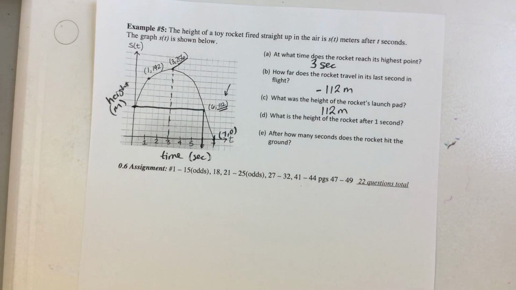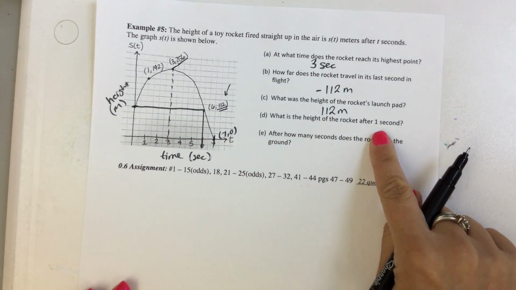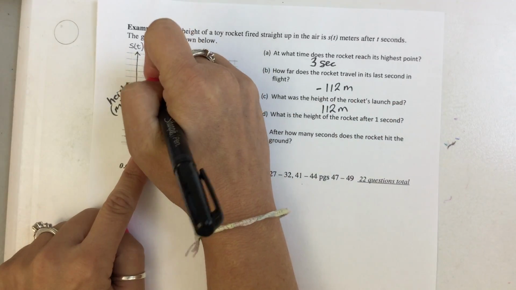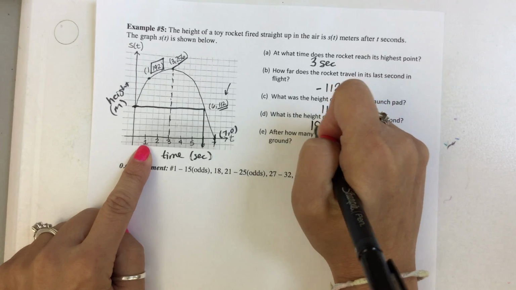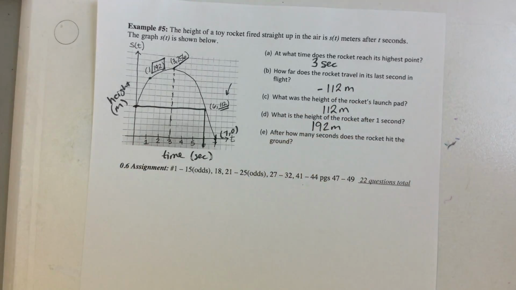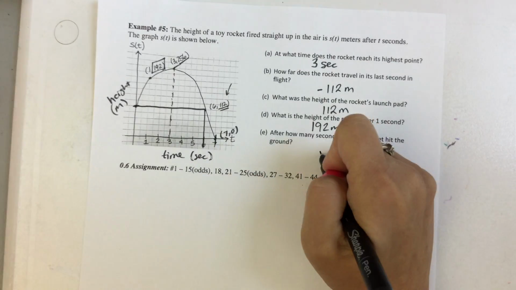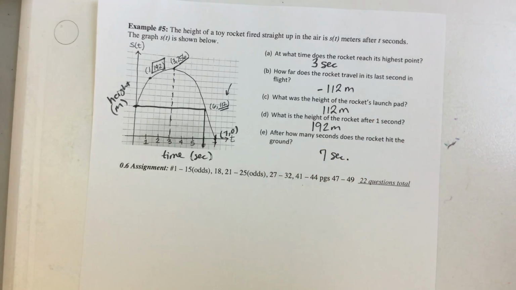What is the height of the rocket after 1 second? Your x value is your time. So at 1 second, the height is 192 meters. After how many seconds does the rocket hit the ground? Well, it hits the ground here. Its height is 0. That is 7 seconds.